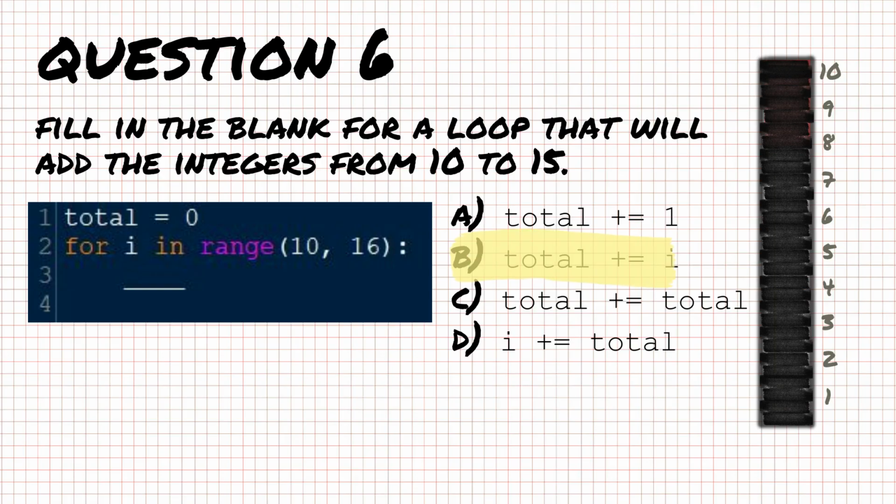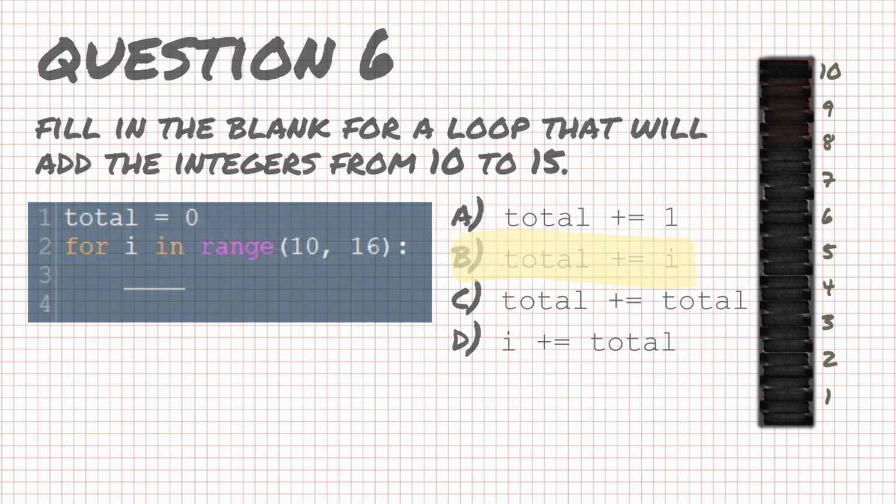The answer is B, total plus equals I. Total starts at 0, and we want to add the next value from 10 to 15 to it each time through the loop. That value is in the variable I.